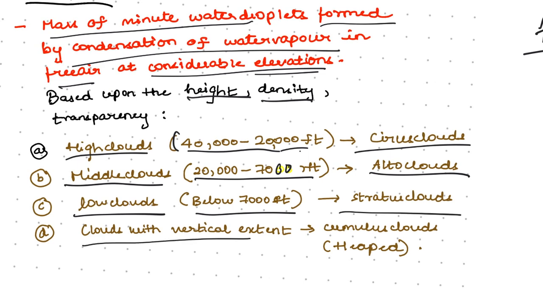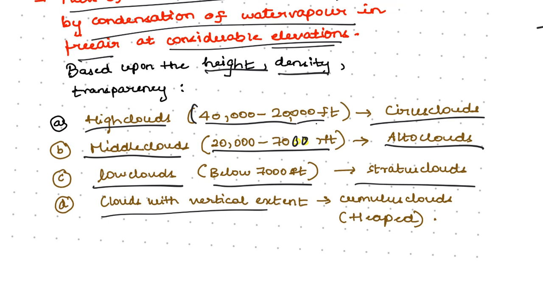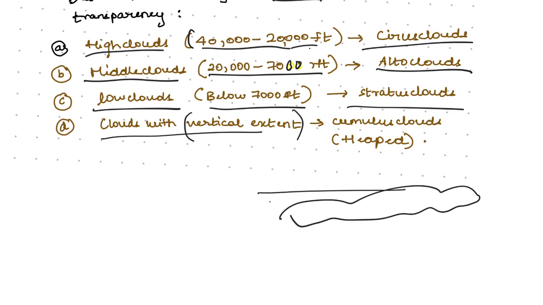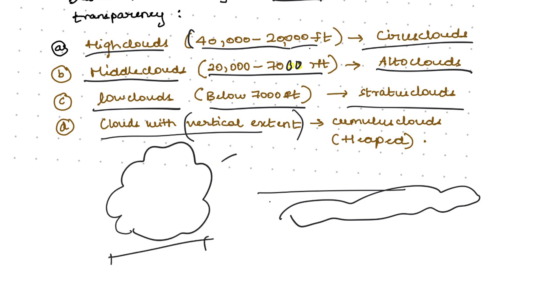And clouds which are located very near to the ground surface with vertical extent. Vertical extent means clouds can be like this, with more width, or like this, with less width and more height.